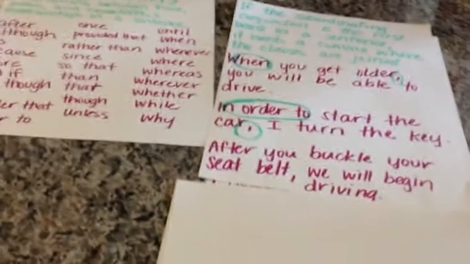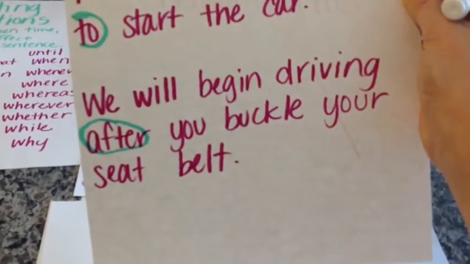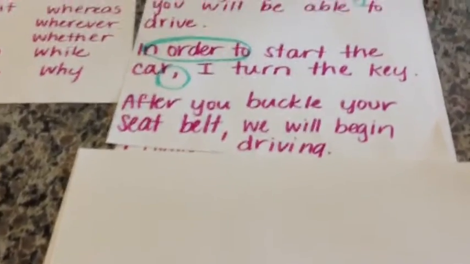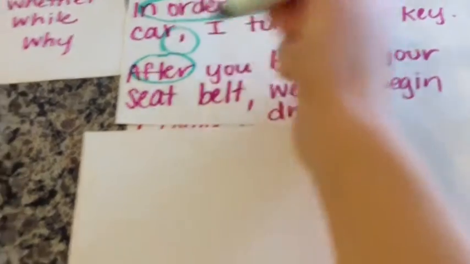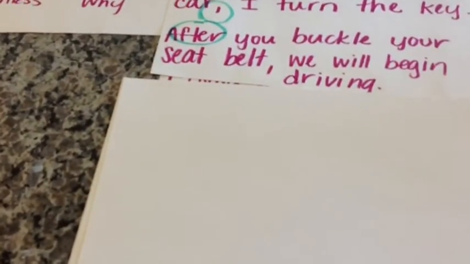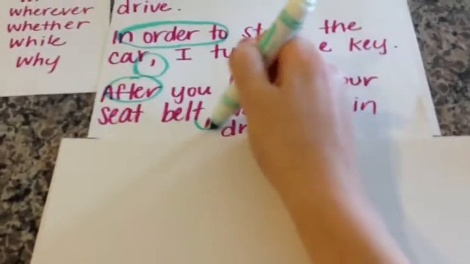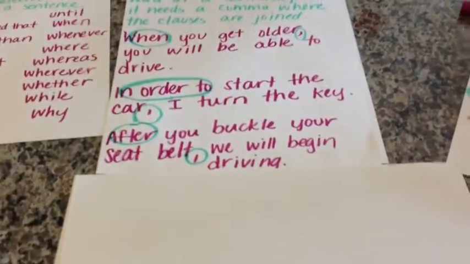All right, my last sentence we showed you earlier said, we will begin driving after you buckle your seatbelt. "After" was your subordinating conjunction. Let's look here. After you buckle your seatbelt, we will begin driving. So "after" came at the beginning of our sentence. After you buckle your seatbelt, do you hear that natural pause? We will begin driving. That's where we combine our two clauses. So "seatbelt" needs a comma after it to show that those two clauses are being combined with each other.